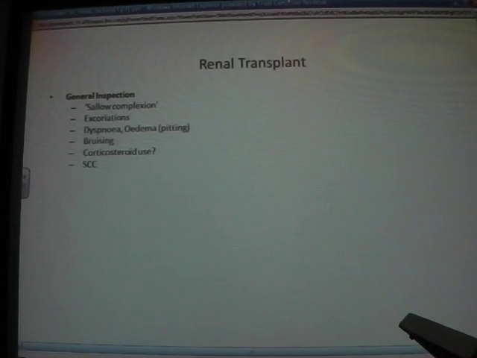Yeah. So moving on to the hands, what would you look for in the hands in a transplant patient or a kidney disease patient, on top of the stuff you normally look for, like chronic liver disease? Signs of anemia? Yeah.